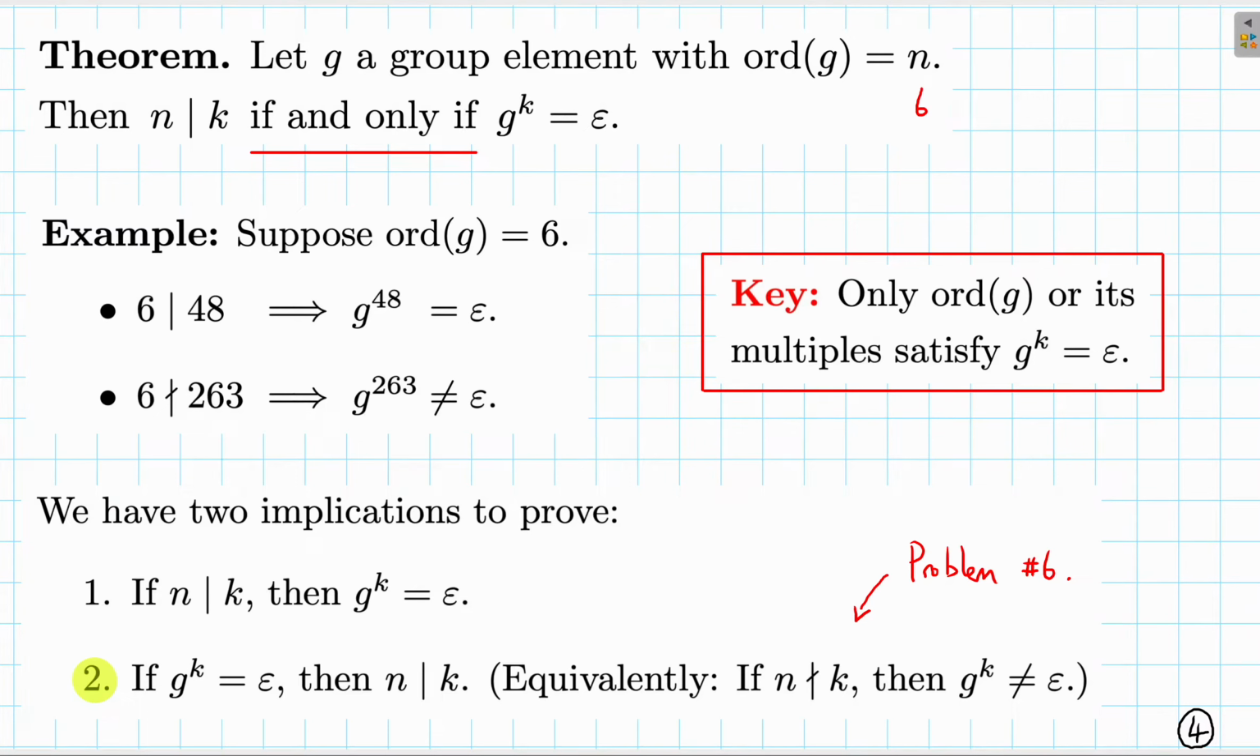Now, before we prove the second implication here, we're going to take a quick detour and talk about problem 4, because that's going to introduce a useful tool that we'll be using to prove the second implication and also many other theorems in this class.